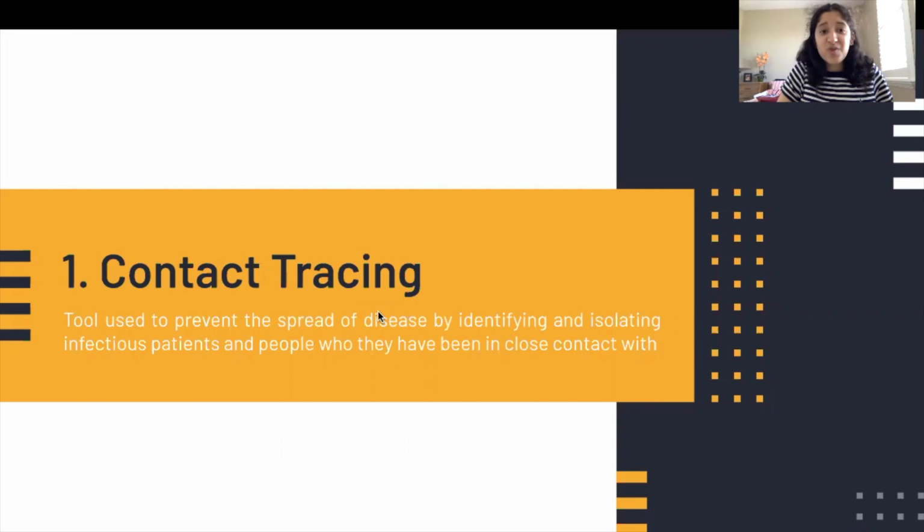Now that we know the role of contact tracing in curbing the spread of COVID-19, let's talk about how contact tracing is executed. As the name suggests, contact tracing is a tool used to prevent the spread of disease by identifying and isolating patients and people who they have been in close contact with. Contact tracing consists of 4 main steps.